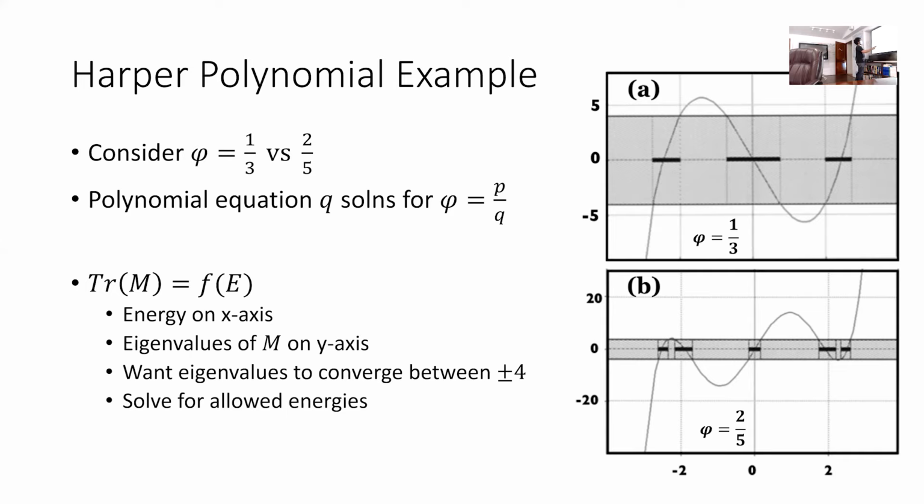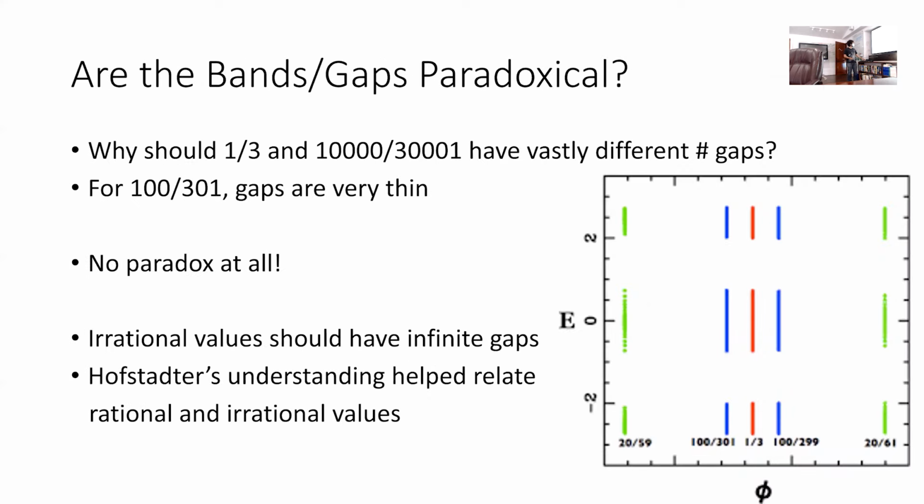So you get some solution, and then you look for when the trace of m is in between -4 and +4. And you see the energies on the x-axis. And you say, OK, from here to here, I can have this energy. So that's an allowed energy band. And then from here to here and here to here. So for Q equals 1/3, we get 3 bands. And Q equals 2/5, we get 5 bands.